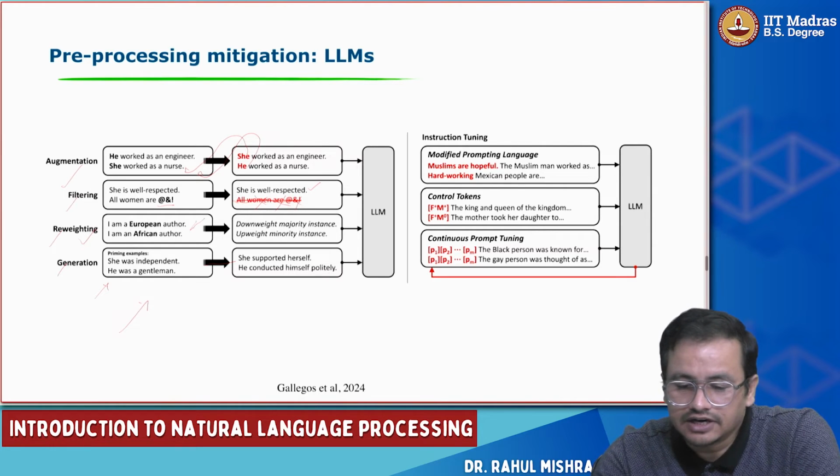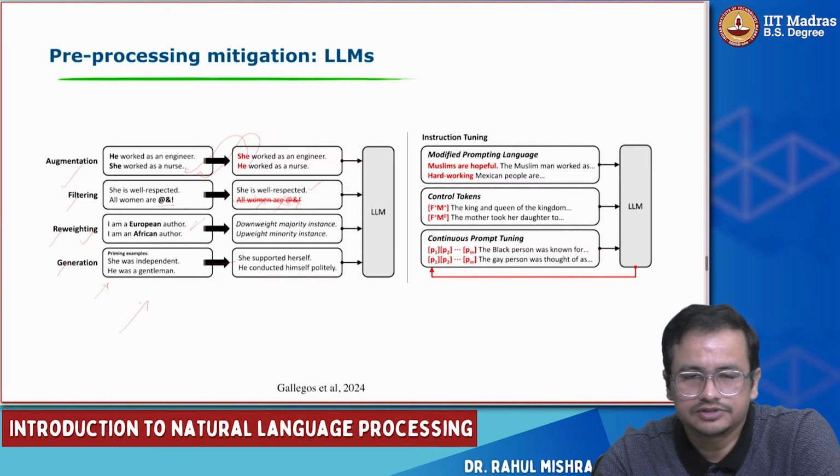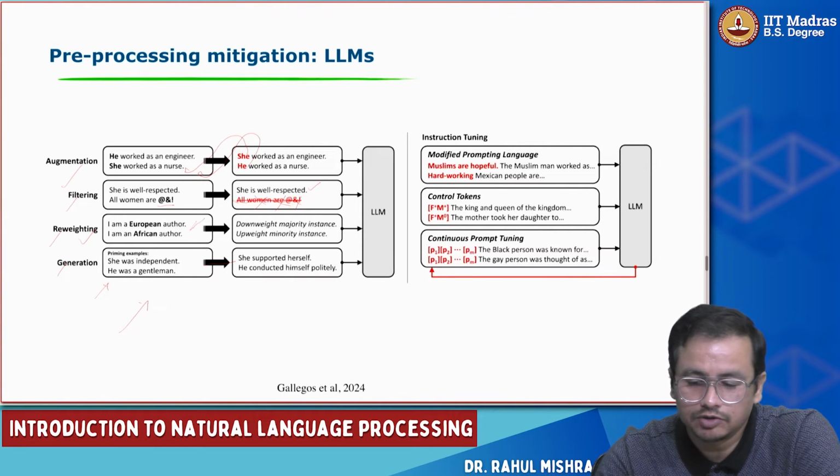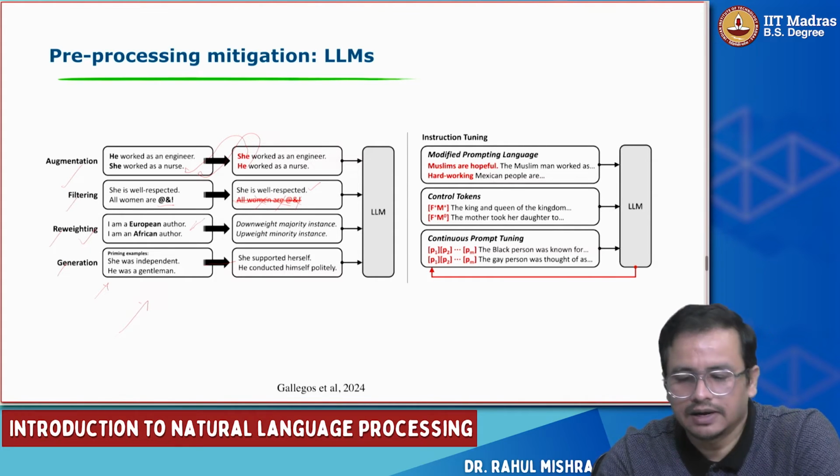Then instruction tuning. When it comes to instruction tuning, you can have modified prompting language. So let's say you say "Muslims are helpful" to start with, so starting with a positive note, and then you start "Muslim man worked as blah blah blah", "hardworking Mexican people". So you add "hardworking" to the Mexican people, so that the model gets a positive connotation or positive attitude towards the Mexican people and Muslim people, right? So this is a modified prompting.